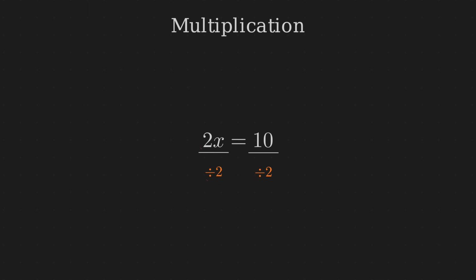Next is multiplication. Take the equation 2x is equal to 10. To remove the 2 from the left side, we divide both sides by 2. On the left side, the 2 cancels out and we are left with x. On the right side, 10 divided by 2 gives us 5, so x is equal to 5.